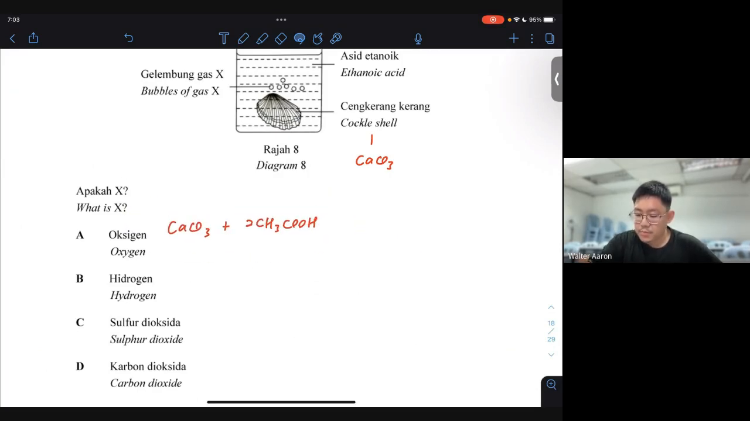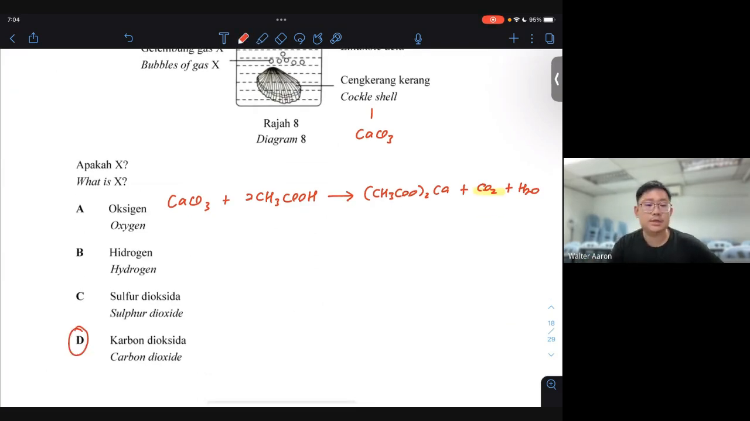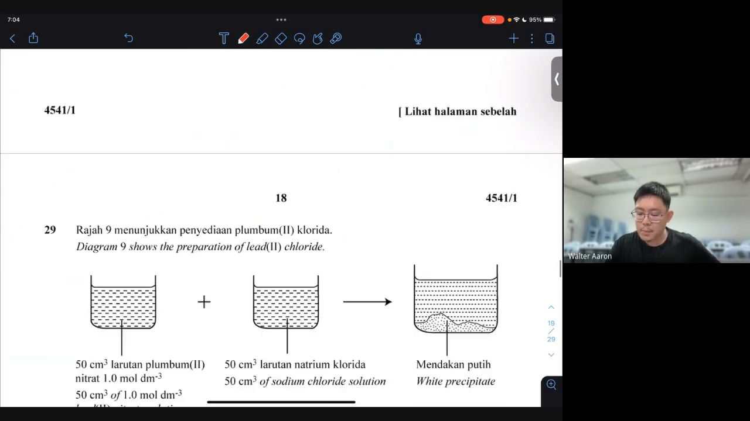it will form a salt, of course, which is calcium ethanoate, and also water and carbon dioxide. So the only gas that's present over here will technically be the carbon dioxide gas, according to this equation you see. So therefore, the answer is D. All right, let's go on to 29.